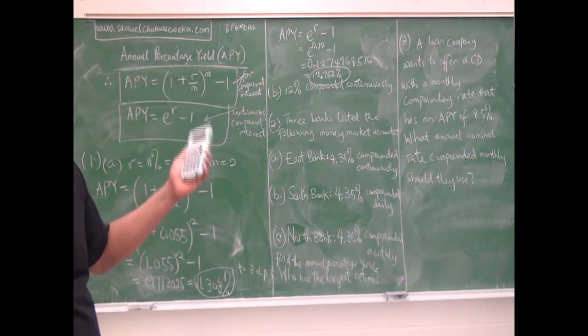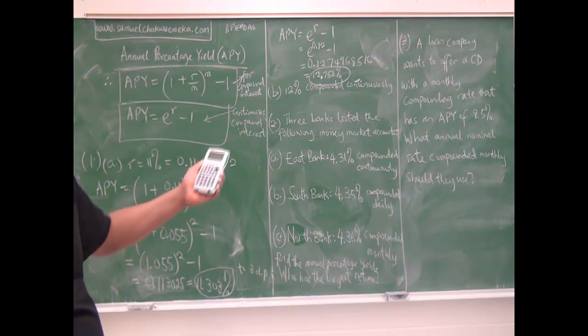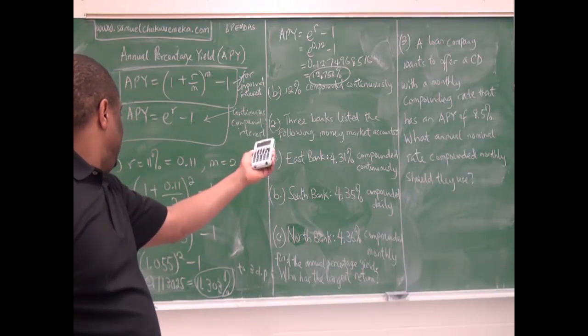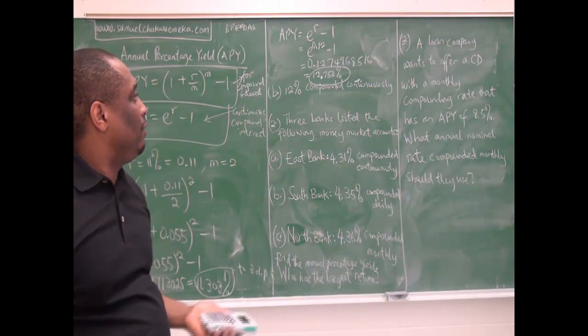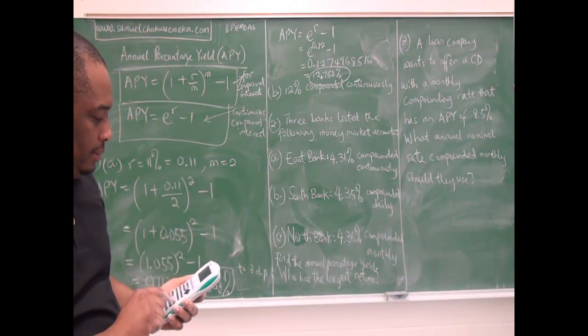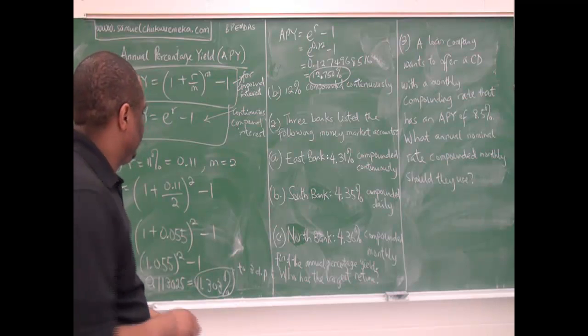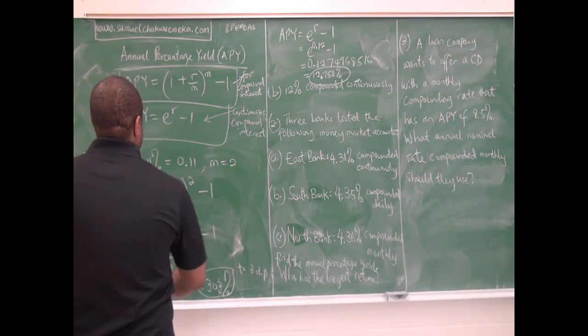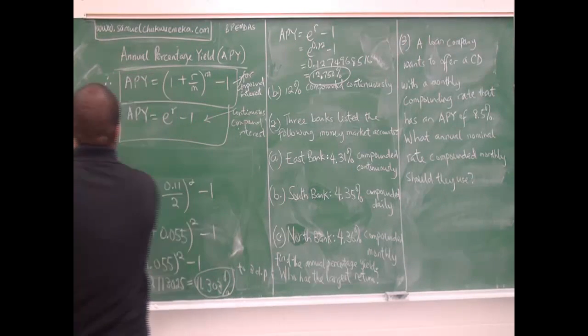So which one has the higher yield, higher return? Which one has the higher return? It is this one, 12% compounded continuously. Okay? All right, let's do number 2.